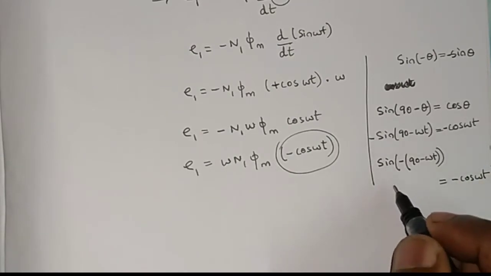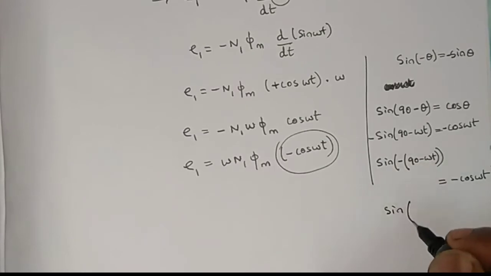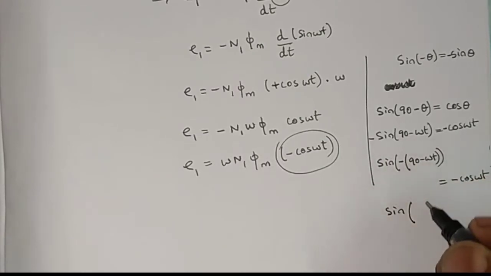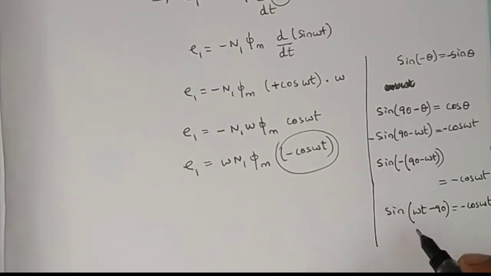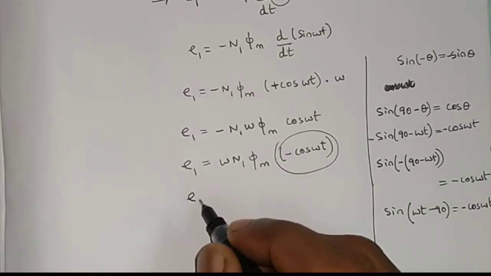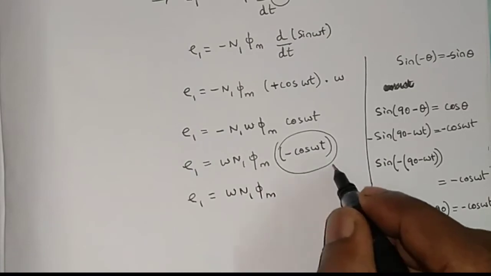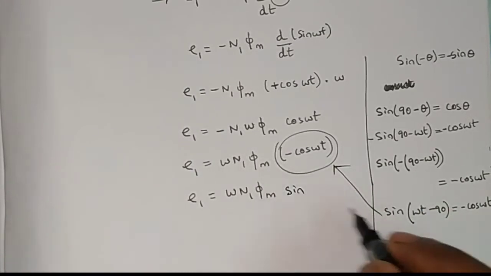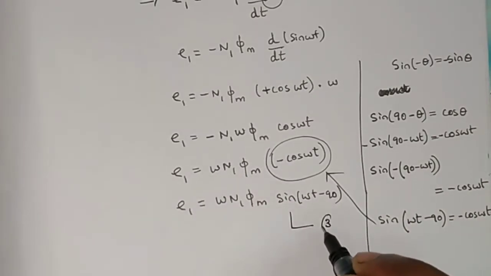Now I will simplify this. Multiplying the minus sign inside the bracket, minus into minus will be plus omega t. Writing the plus term first, sin of omega t minus 90 is equal to minus cos omega t. This will be the formula. So when I convert minus cos omega t, I get sin of omega t minus 90. This is what I am going to substitute here: E1 is equal to omega N1 phi m sin of omega t minus 90. I will take this as equation number 3.